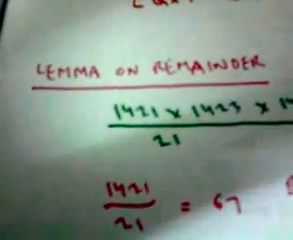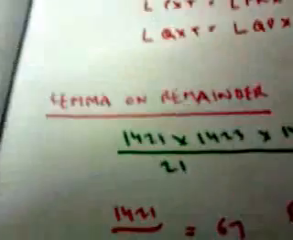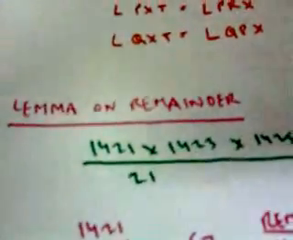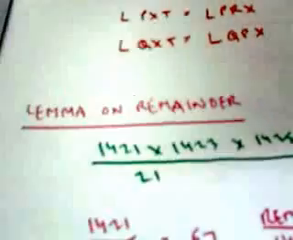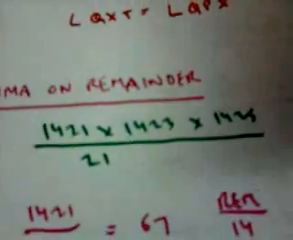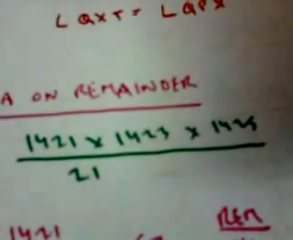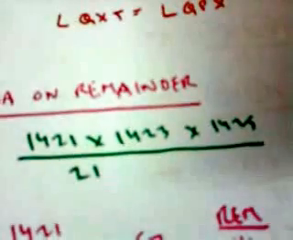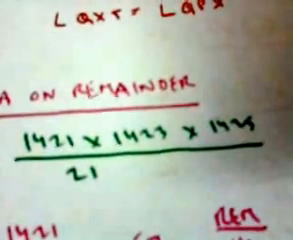Hi friends, after this class you will be able to do some calculations on remainders much faster. This is called lemma on remainders. Suppose you have a question: find the remainder of 1421 into 1423 into 1425 divided by 21. What is the remainder? Find the remainder.